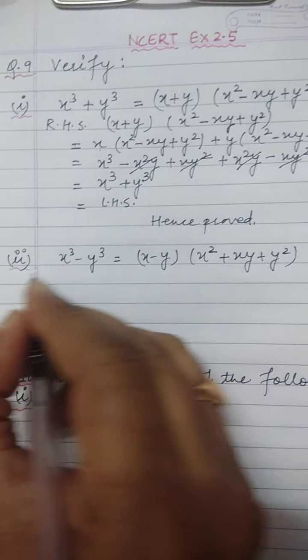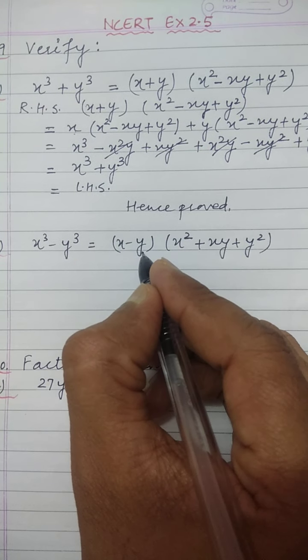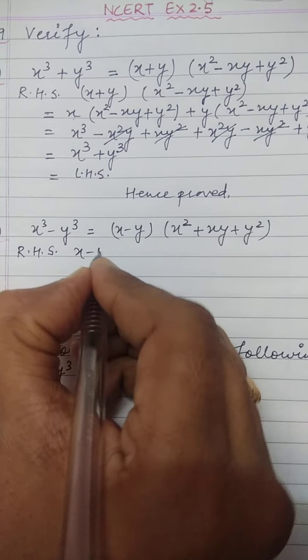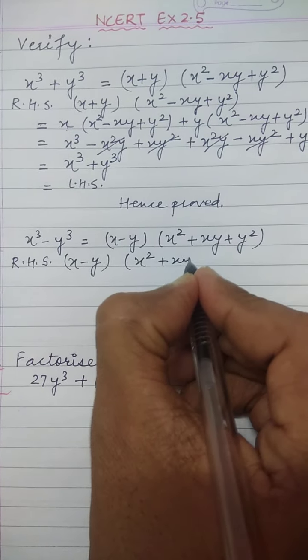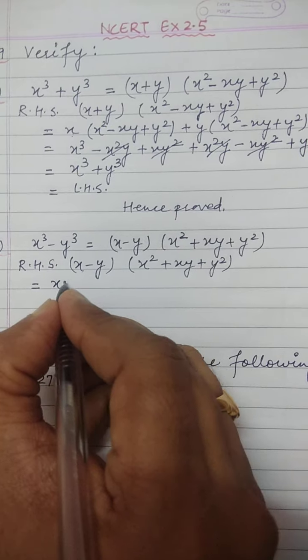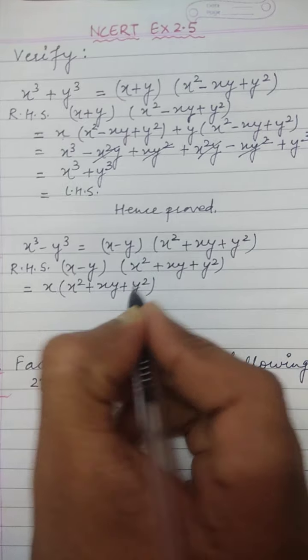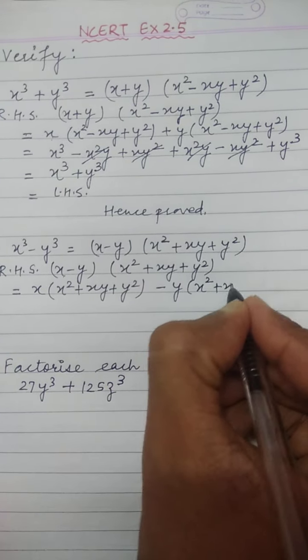Come to the second part. In the second part we have to prove x cube minus y cube is equals to x minus y multiplied by x square plus xy plus y square. So again we will solve the right hand side, which is x minus y multiplying by x square plus xy plus y square. First we multiply x by this x square plus xy plus y square, and then minus of y is multiplied by x square plus xy plus y square.